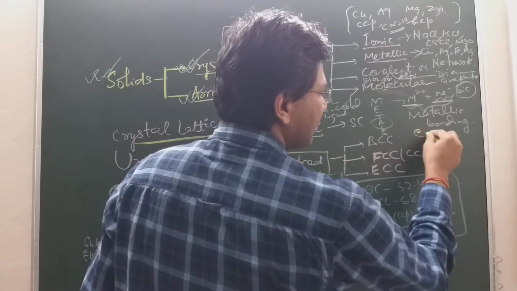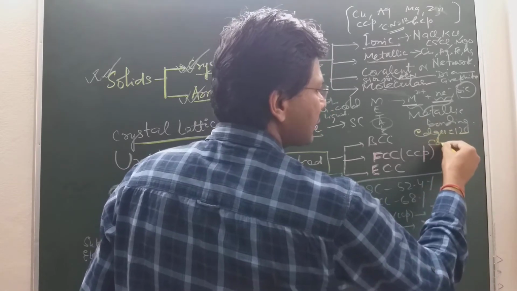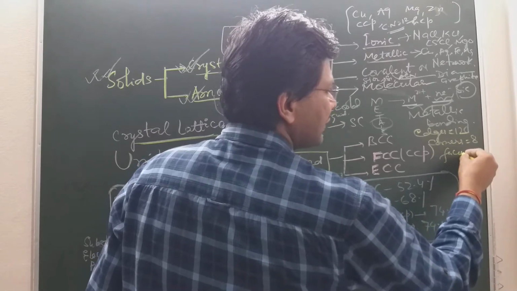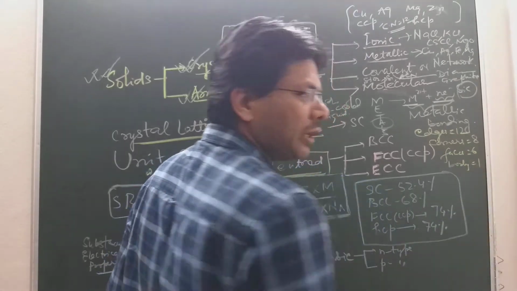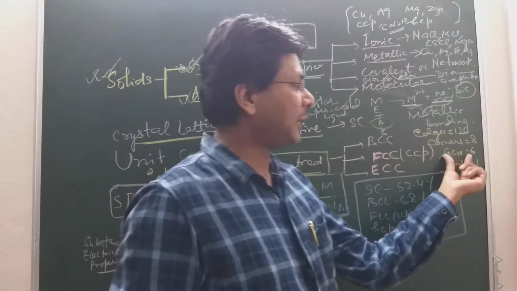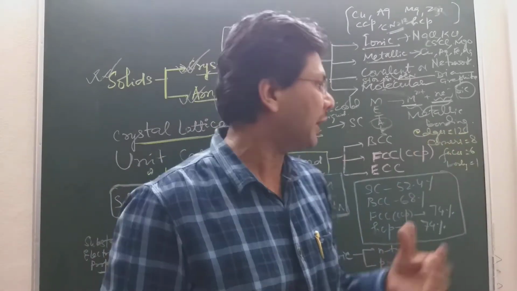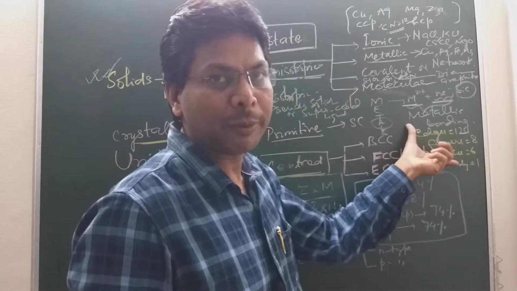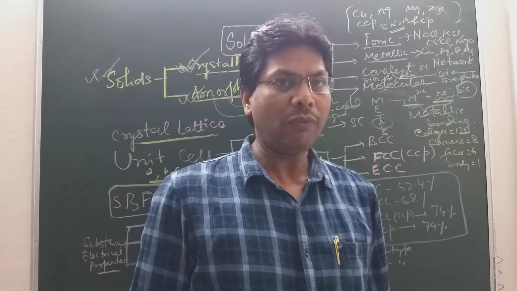There are 12 edges, 8 corners, 6 faces and 1 body. An atom at the body has a contribution of 1. An atom at a face contributes half. An atom at a corner contributes 1 by 8. An atom at an edge contributes 1 by 4. You have to keep this in mind for solving questions based on formula or compound.